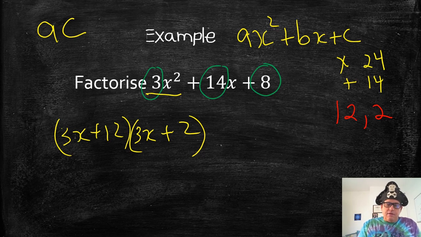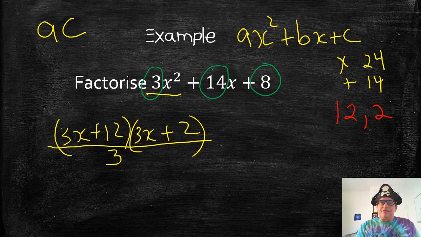And then, all right, so again, this is not the answer. Don't worry, don't panic. This is not the answer. You can see 3x times 3x is 9x squared. 12 times 2 is 24, not 8. After we do this, we're going to make a big fraction and put it over 3. Why over 3? Because a is 3. Whatever a is is what we're going to put at the bottom of the fraction.